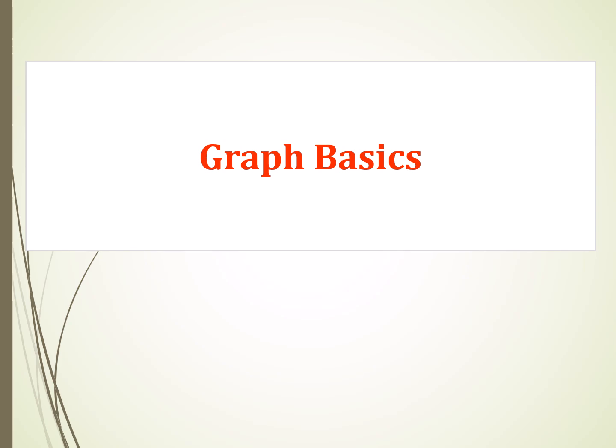The next concept is graph basics. Now we come to the most important topic. A graph consists of nodes, also called vertices, and edges, called links. This is the building block of social network analysis. Everything we study later depends on these two components.